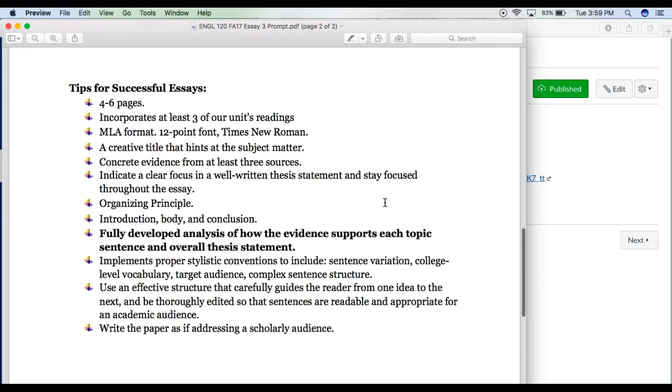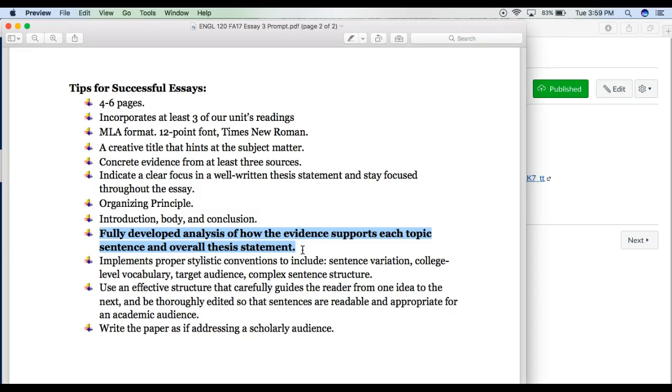So this paper needs to be 4 to 6 pages, incorporate at least 3 of our unit's readings, be MLA, creative title, same old, right? Concrete evidence from at least 3 sources from our unit. And then, of course, the bold is the most important. Fully developed analysis of how the evidence supports each topic sentence and overall thesis.